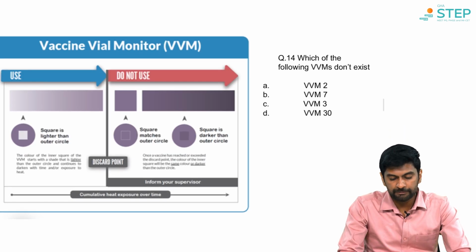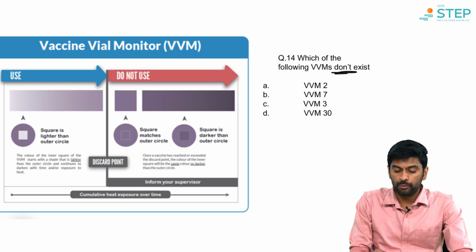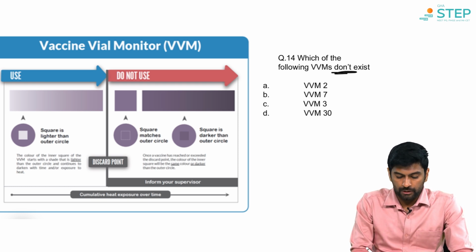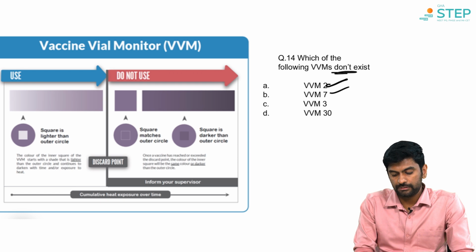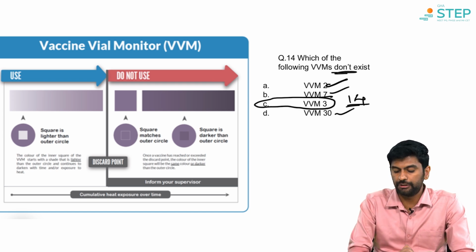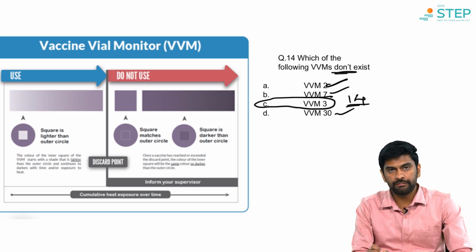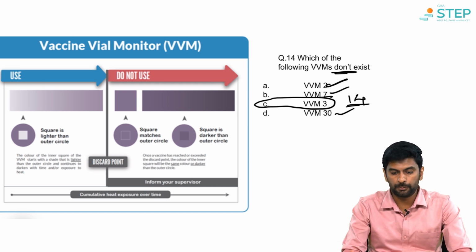Next, vaccine vial monitor. Which of the following VVMs don't exist? VVM2, VVM7, VVM3, VVM30. Alright, so this is a factual question. VVM2 does exist, VVM7 does exist, VVM30 exists, and VVM14 also does exist. So, the VVM that doesn't exist is option C, VVM3. Remember that 2, 7, 14 and 30 exist, whereas 3 doesn't. So, you can mark that up as the option here.